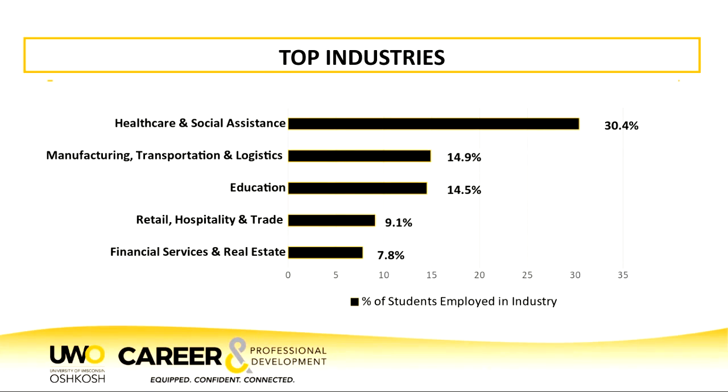The top industries that our students go into after they graduate: healthcare and social assistance is our top industry. Manufacturing, transportation, and logistics is the second largest industry that our students go into. Education is the third industry, and then we have retail, hospitality, and trade. And then the fifth top industry that our students go into is financial services and real estate. So this just gives you a breakdown of the industries of where students are finding opportunities after graduation.